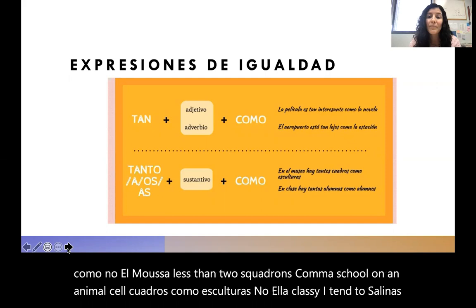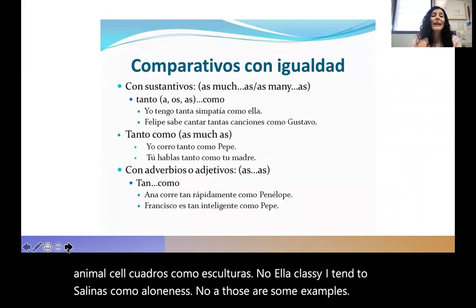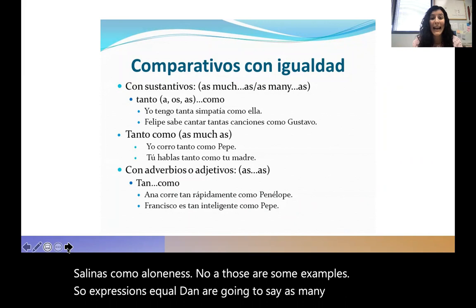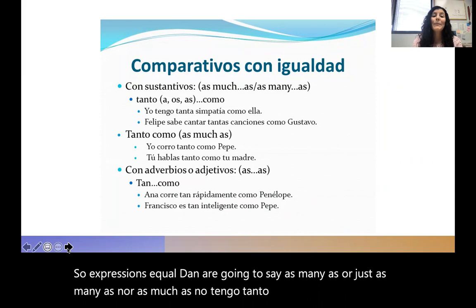Those are some examples. Okay? So, expresiones de igualdad are going to say as many as or just as many as, or as much as. Tengo tanta simpatía como ella. Felipe sabe cantar tantas canciones como Gustavo.